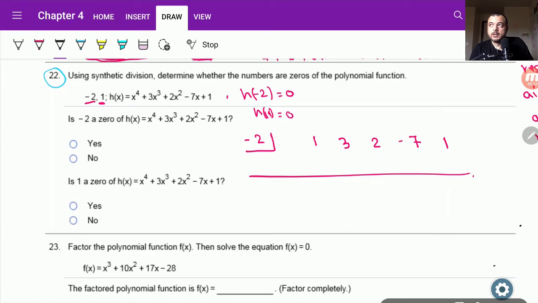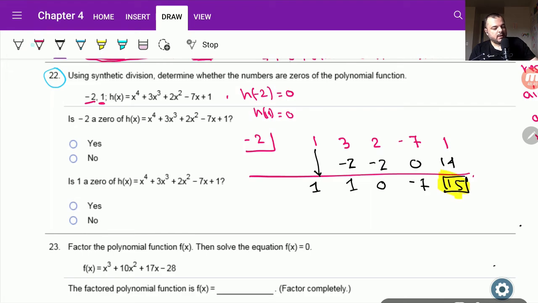Then I'm going to bring down the 1. 1 times -2 is -2. Add these two, you get 1. Multiply, you get -2, 0, 0, -7, then -7 here we have 14. Add these, you get 15. So this is my remainder. The last one you get is your remainder.